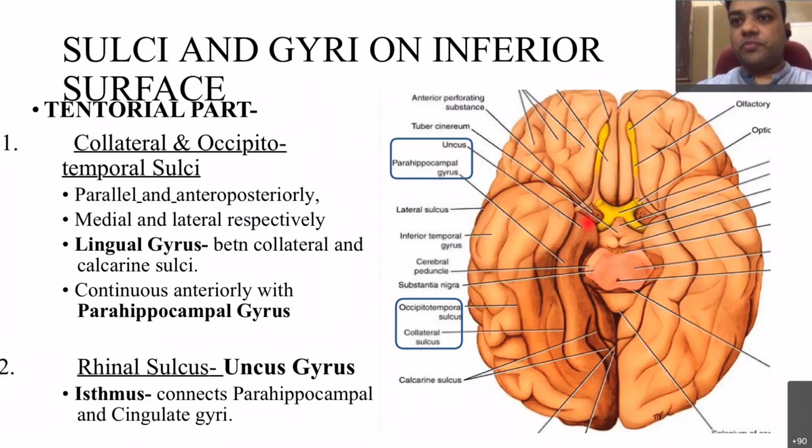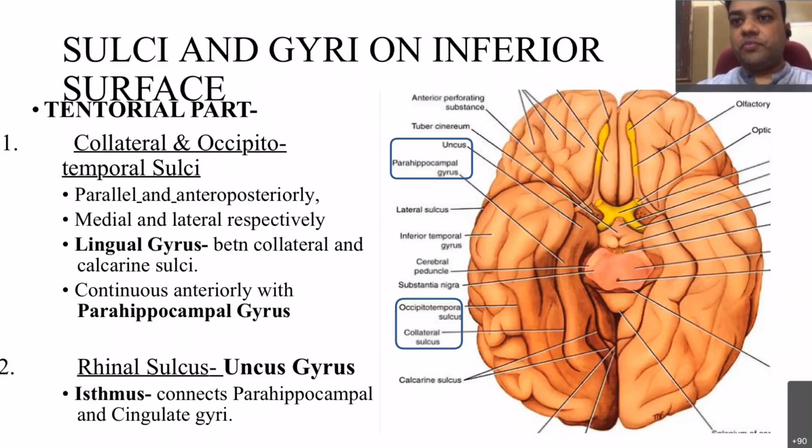So this sulcus is known as the renal sulcus here. And there's the isthmus. Isthmus is concerned with a bridge-like structure connecting any two structures. So the isthmus is the structure connecting the parahippocampal gyrus to the cingulate gyrus here. The parahippocampal gyrus and cingulate gyrus will come on the medial surface, you remember.